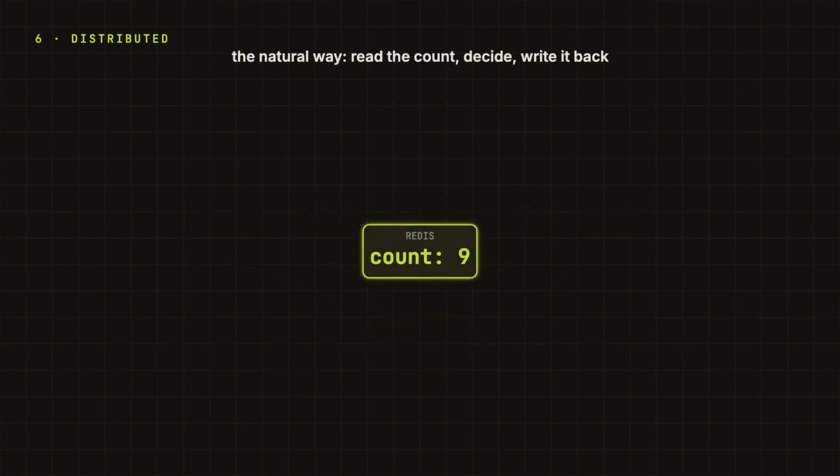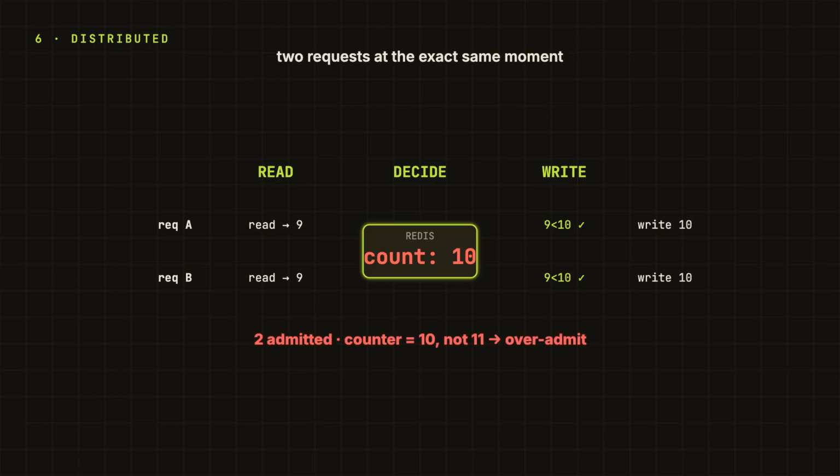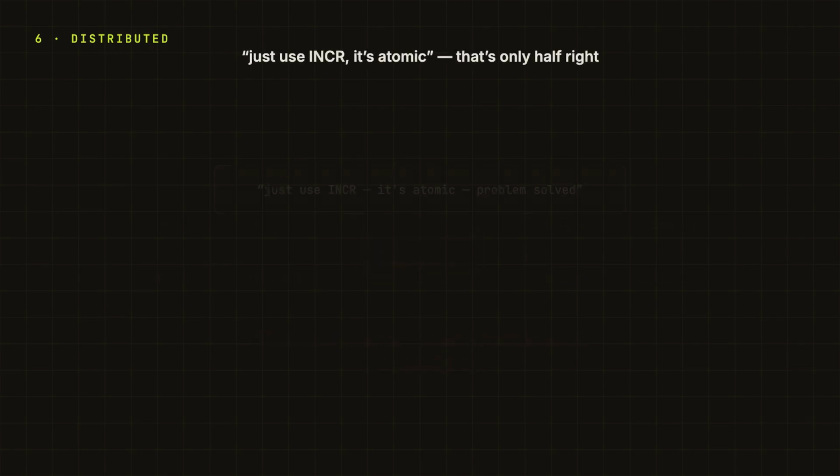And this is where it gets subtle. The natural way to write this is: read the current count, check it, write the new count. Read, decide, write. But picture two requests landing at the same exact moment. Both read that the count is 9, and both think, great, it is under 10, and allow it. Both write 10. You have just let two requests through the last slot, and across a busy fleet that little leak is happening constantly. That's a race condition.